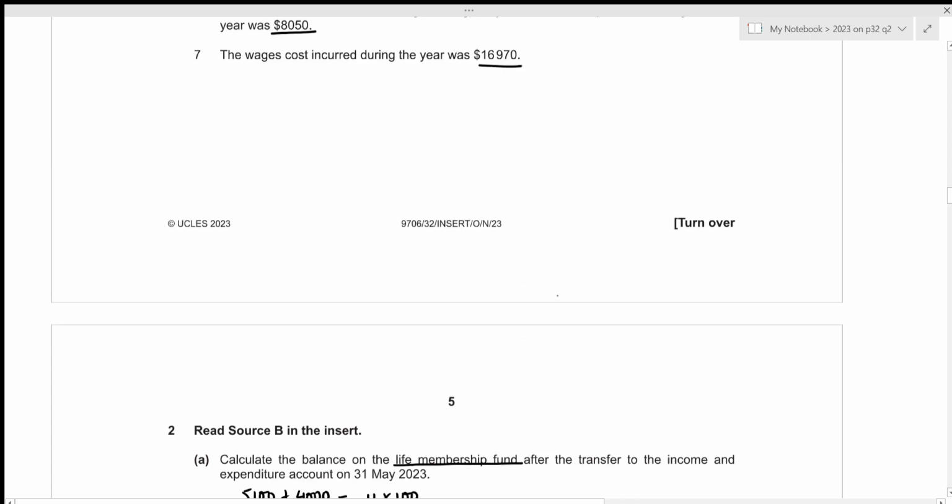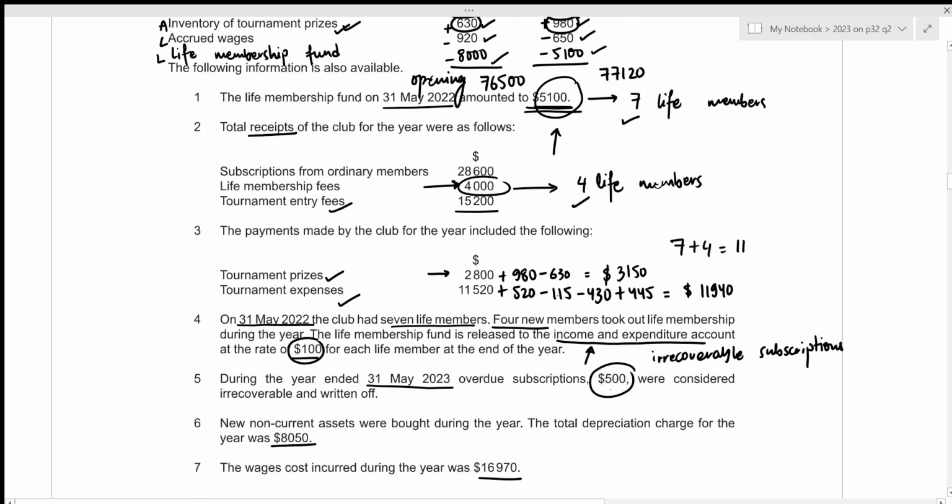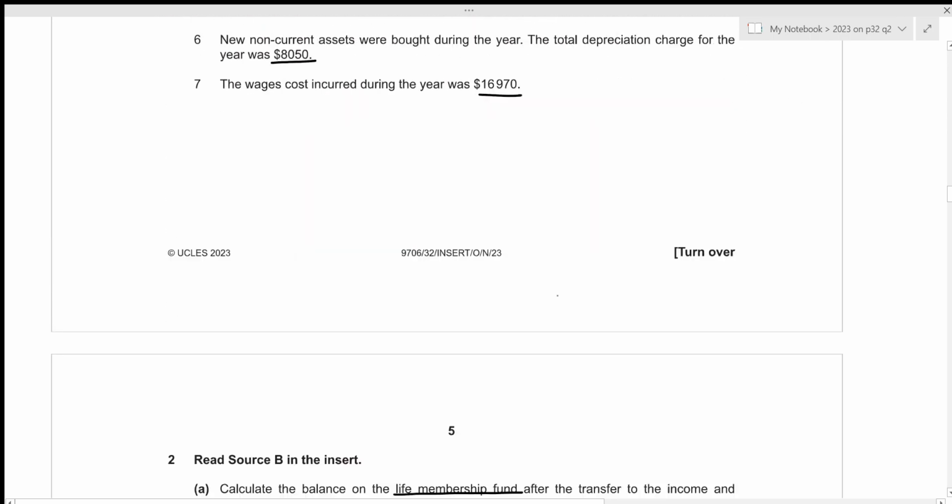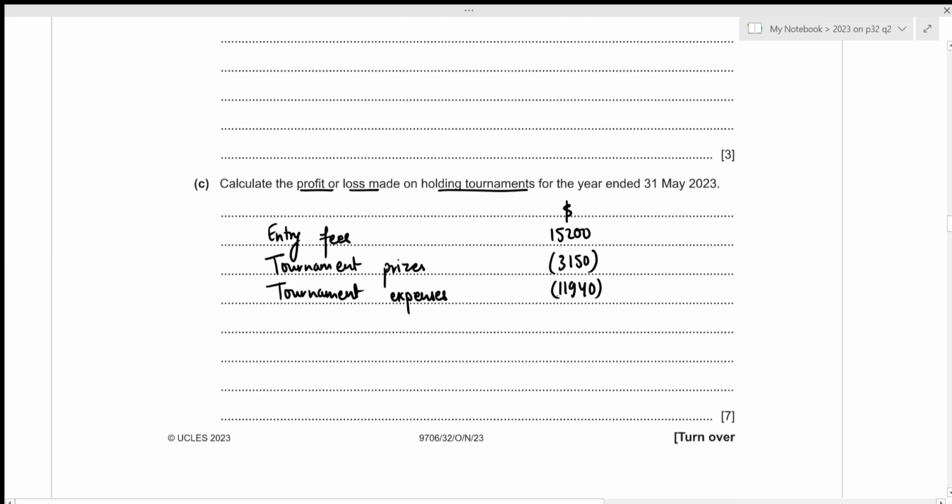Okay, I think that's all regarding the tournament. We included the tournament income as well as the tournament expenses. So we can just figure out whether or not there was a profit or loss. Okay, so that will be the total. 15,200 minus 3,150 minus 11,940, which results in 110. This is a positive amount, which means that there is a profit. This concludes the third part.